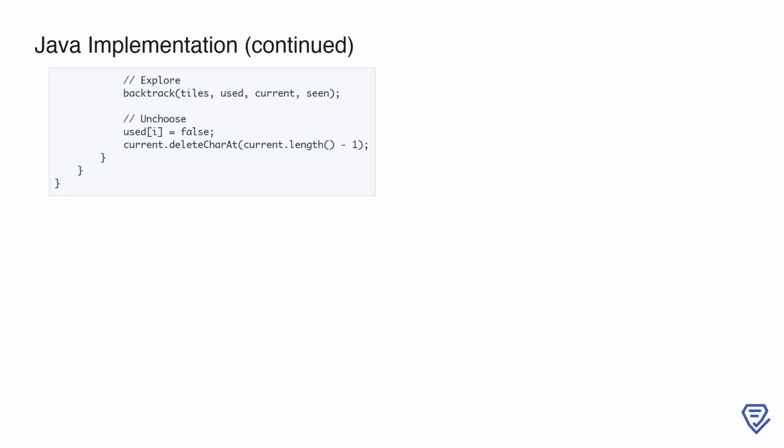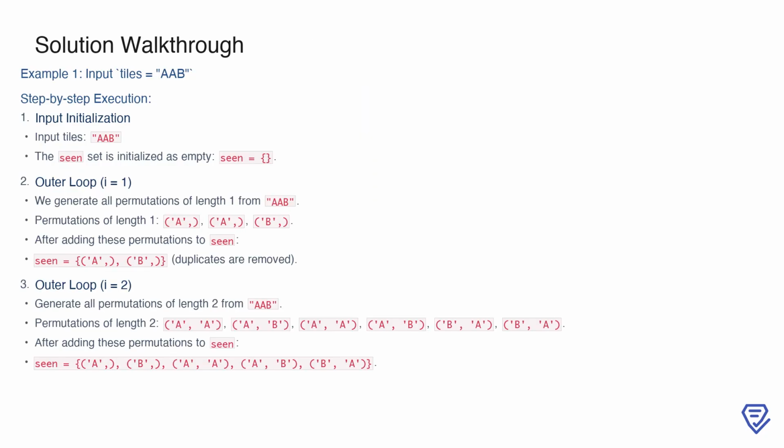To understand how we calculate the number of unique permutations, let's consider the input tiles equals AAB. First, we initialize an empty set called scene, which will store all unique permutations we generate. Starting with the outer loop where i equals 1, we generate all permutations of length 1. For the given tiles, the permutations are (A,), (A,), and (B,). Notice that duplicates like (A,) appear multiple times, but when we add them to the scene set, only unique values are stored. At the end of this step, scene contains (A,) and (B,). Next, for i equals 2, we generate all permutations of length 2.